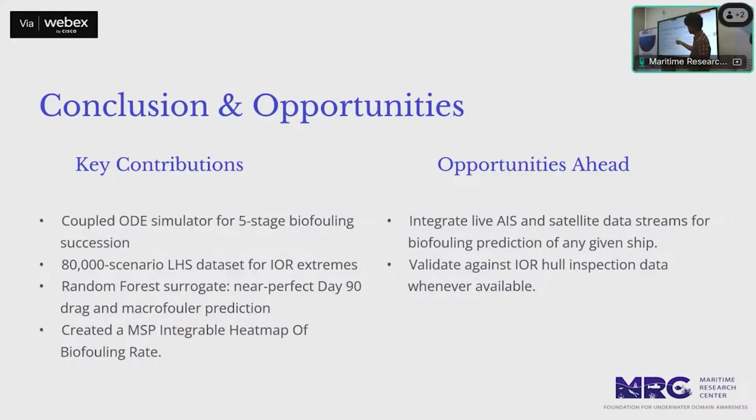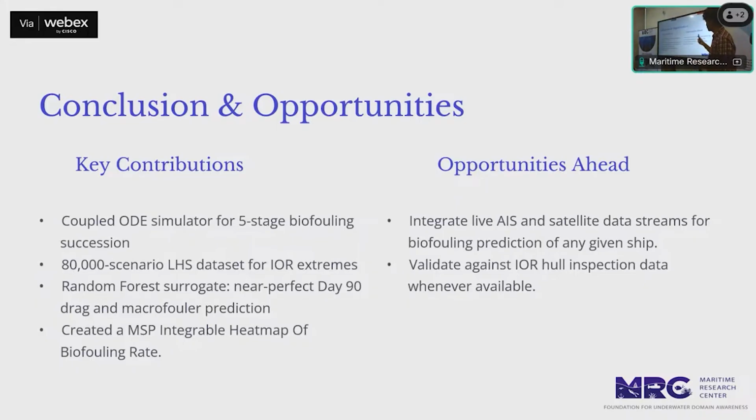So the current contributions are that I created the 5-stage physics simulator, then the 80,000-scenario dataset. Then I trained my random forest surrogate on that to get near-perfect 90-day drag and macrofouling prediction. Then I integrated this into the MSP platform by creating a heat map of the biofouling data.